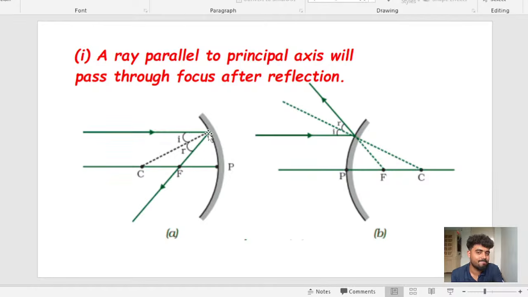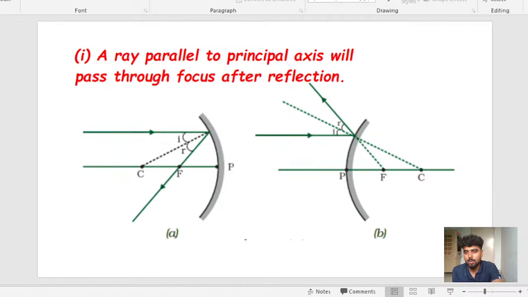Take a U-turn. If the road is jammed or under maintenance, the police will take a U-turn. Yes, the same thing will happen here. When a ray of light falls on the reflecting surface of the mirror, what will happen? Reflection will take place. So this will be the incident ray and this will be the reflected ray. When a ray of light is parallel to the principal axis, it comes back through the focus. The same will be happening here.